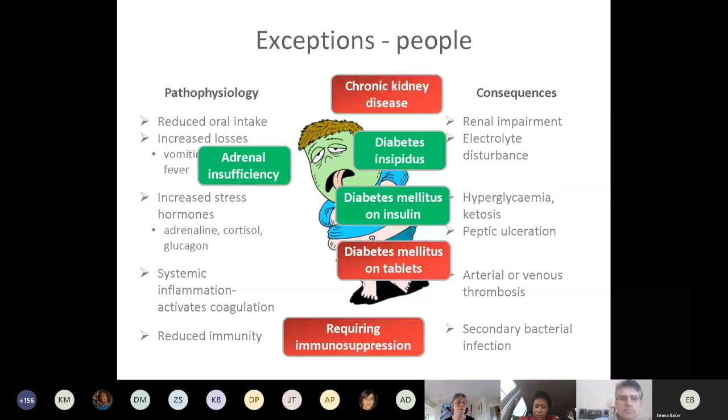And then, of course, there are patients who are more at risk. So I suppose the green patients are at risk of harm from stopping, and the red patients are perhaps at more increased risk of harm from continuing. So if you have CKD, as we've seen in the COVID series, you're more likely to get an acute kidney injury if you become unwell. If you have diabetes on tablets, you're more likely to come to harm during acute illness from metabolic disturbance. And if you're immunosuppressed, you're more likely to get secondary infections or be at risk of an infection in the first place.